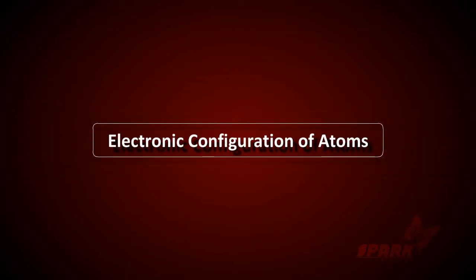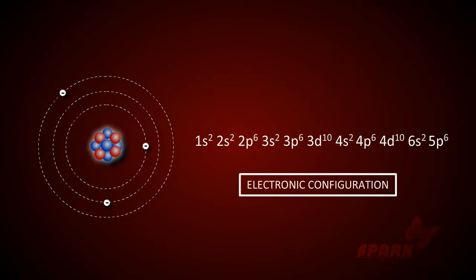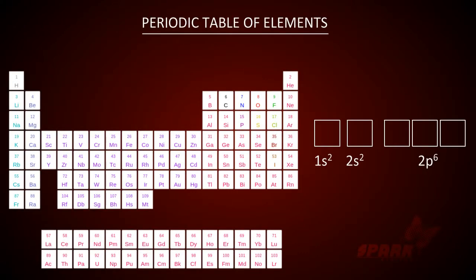Electronic configuration of atoms. We know that atomic orbitals are the stationary states, or the region in space where the electrons revolve around the nucleus in an atom. The electronic configuration of an atom is a representation of the occupation of electrons in the orbitals. In other words, the electronic configuration of an atom specifies the order in which electrons fill up the orbitals in the periodic table.